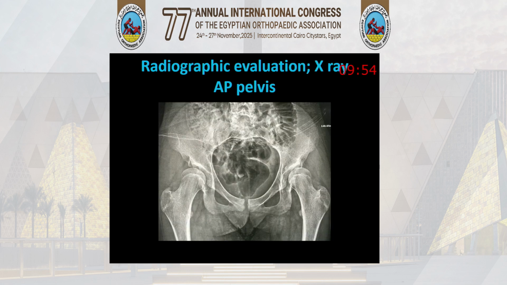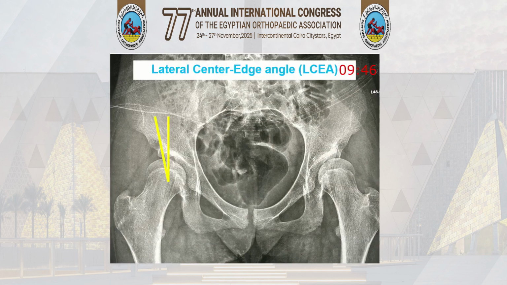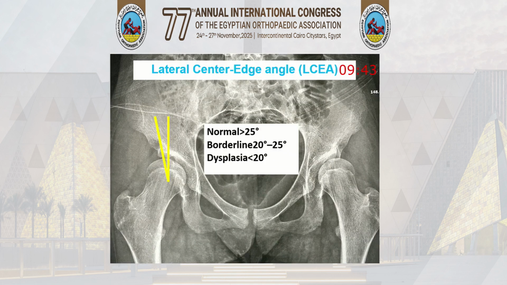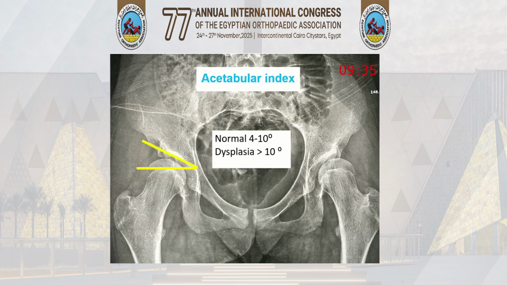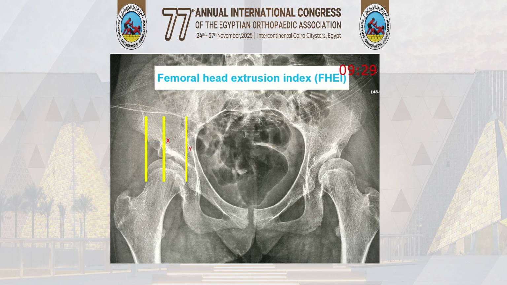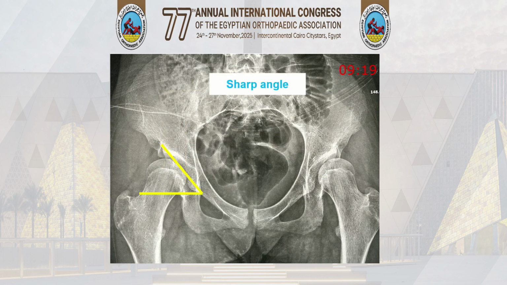X-ray evaluation: the most important is to have an adequate, well-centered anterior-posterior view of the pelvis. The important radiological parameters: the lateral center edge angle, normally it is more than 25. Between 20 and 25, it is borderline dysplasia, and less than 20, it is dysplasia. Acetabular index, normally up to 10. More than 10, it is dysplastic. The femoral head extrusion index, more than 25% extrusion of the head, uncovered head, is consistent with dysplasia. Sharp's angle, more than 45 in dysplasia.